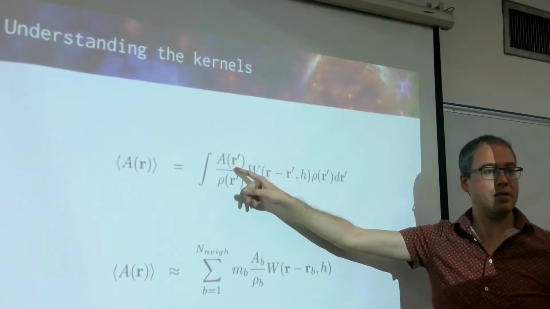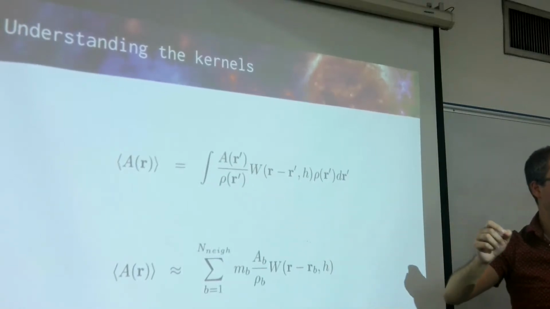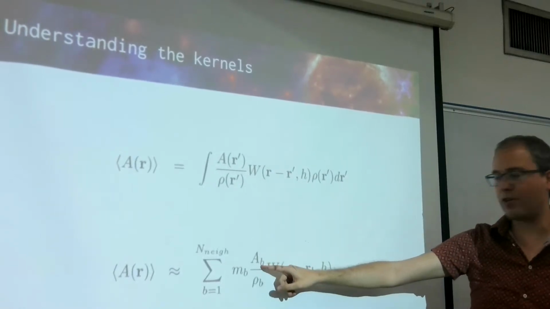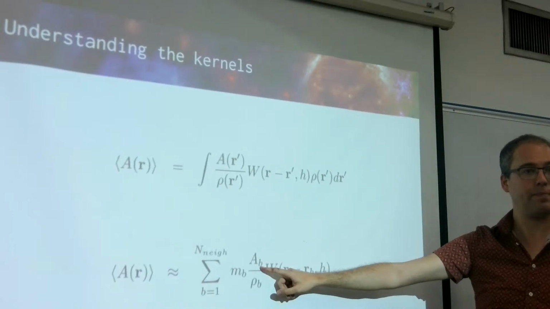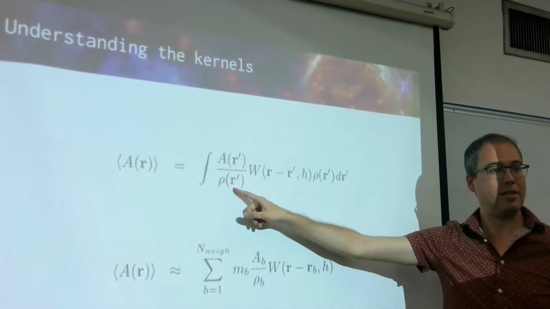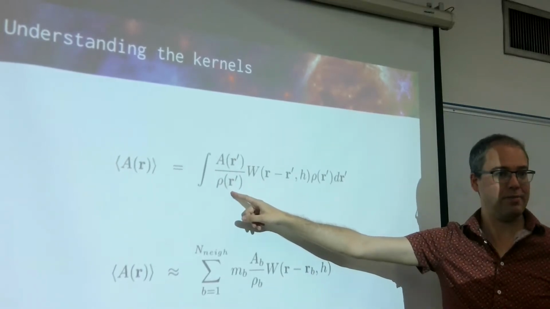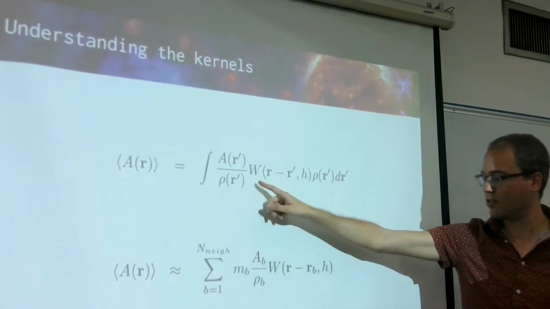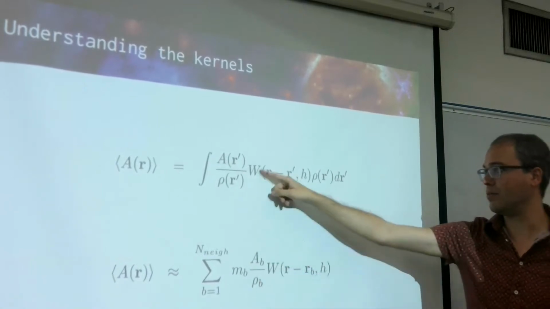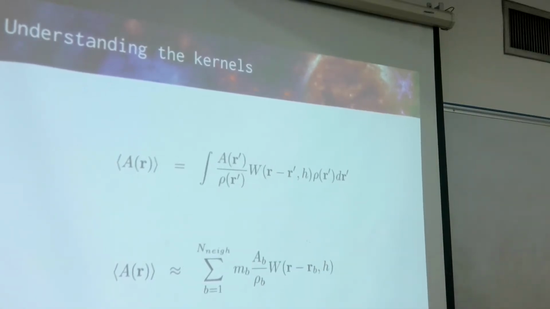A of r prime, that's only defining the position of my particle. So it's going to be the value of A carried by the particle B. This is going to be the density and the position of the particle. Again, that's the only place where we define it. So that gives me a rho B. And then I still have my kernel. So I can define any quantity wherever I want.